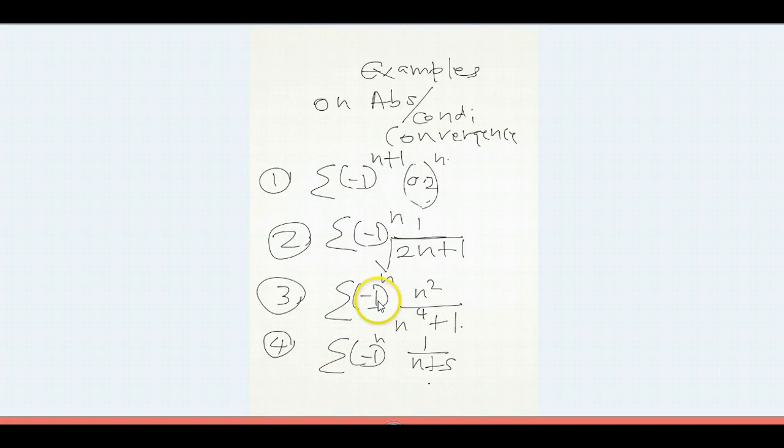Now the third one, again, let's look at step one. Let's try the AST first, right? So we have the (-1)^n, that's all right. And then we have the remainder part. So what about the remainder part? First of all, it should decrease. Well, you have n squared and n fourth, right? So it will definitely decrease.